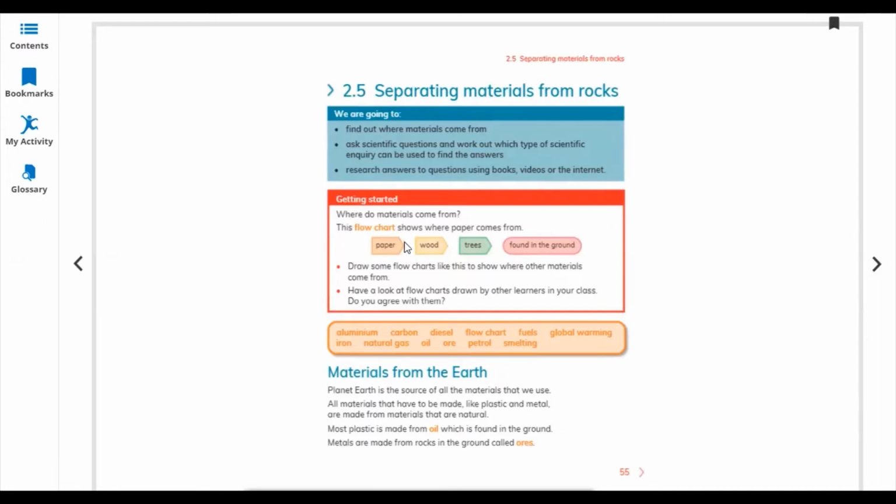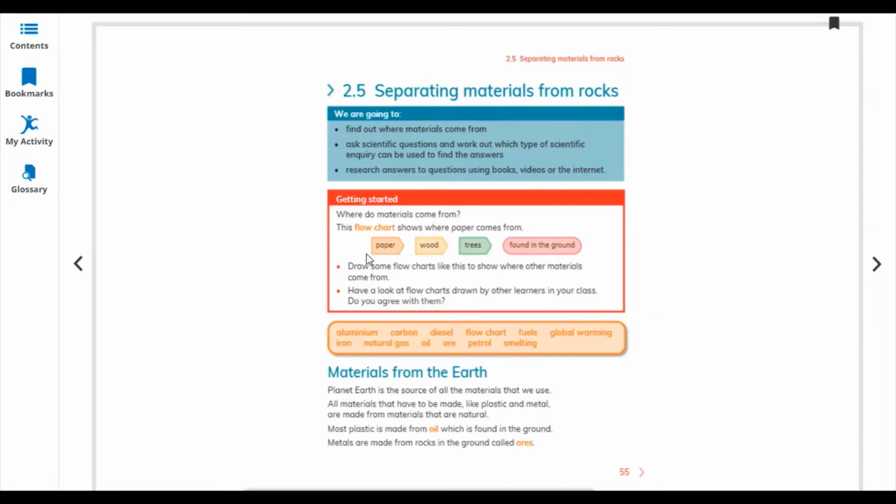This flowchart shows where paper comes from. Paper, wood, tree, found in the ground. Draw some flowcharts like this to show where other materials come from.